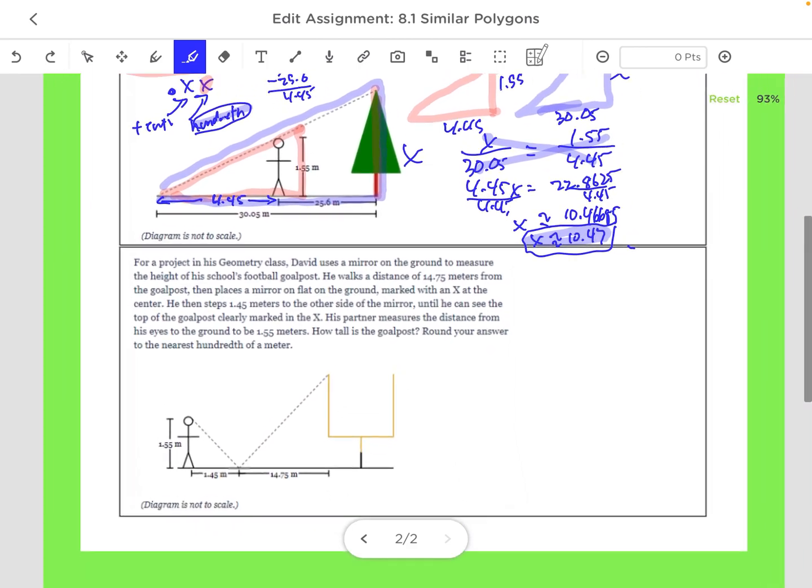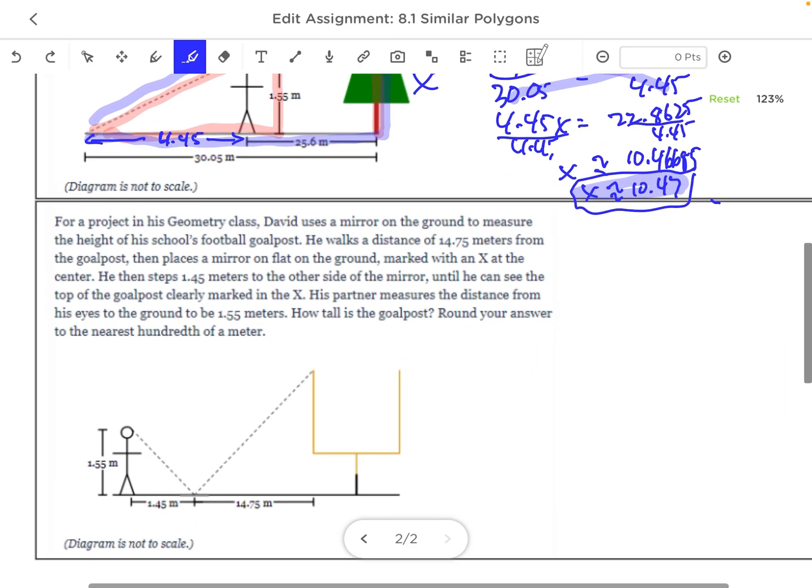All right, so now let's move along. Let's try to see if you can get this one on your own. I know it's got a lot of reading in it, but I know you can do this. It says for a project in his geometry class, David uses a mirror on the ground to measure the height of the school's goalpost. So that's the goalpost right there. He wants to measure that height, so that's going to be x.